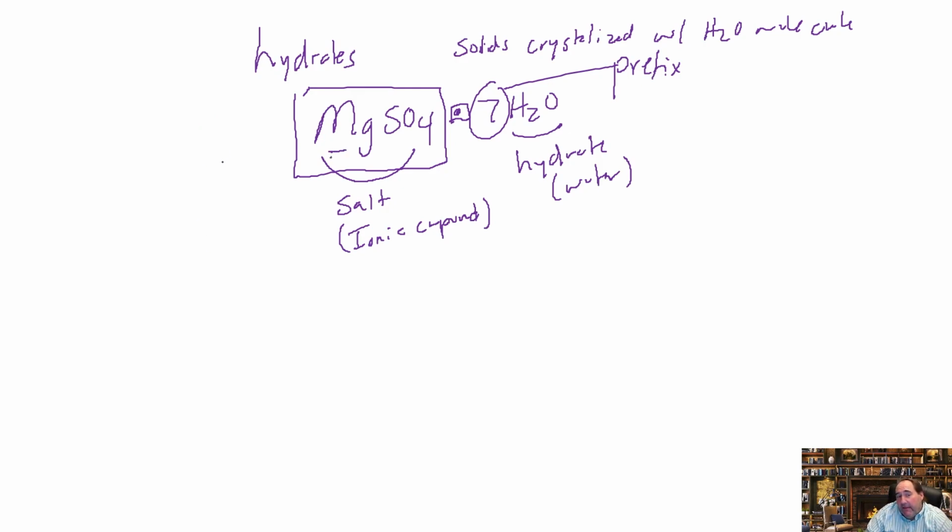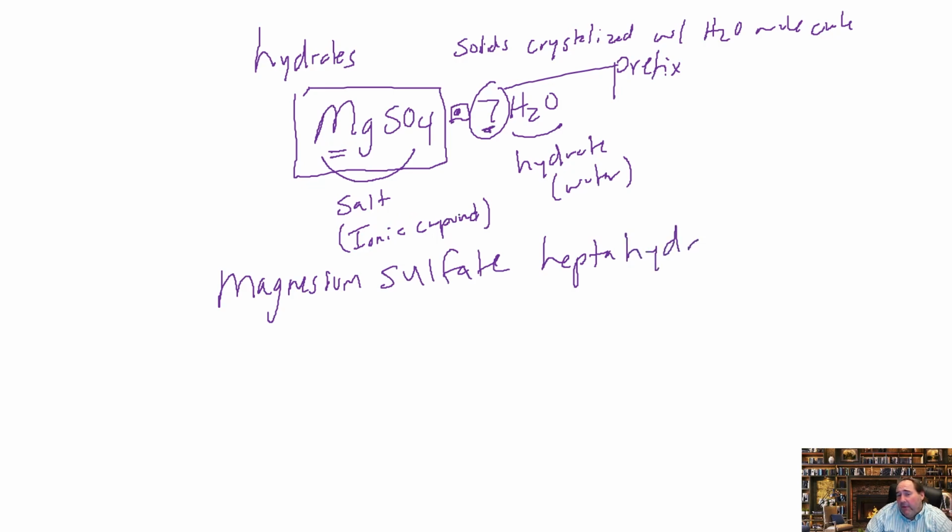So that is definitely a type 1 metal, which means this would be magnesium sulfate. Now 7 is hepta. And instead of water, we call it hydrate. So that would be magnesium sulfate heptahydrate.